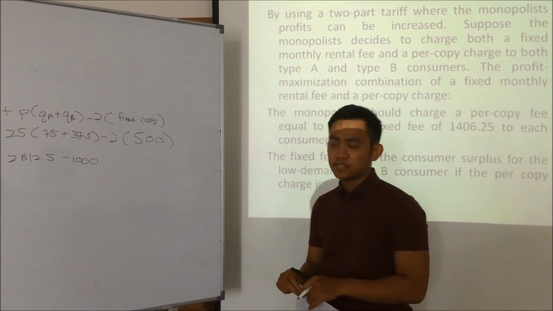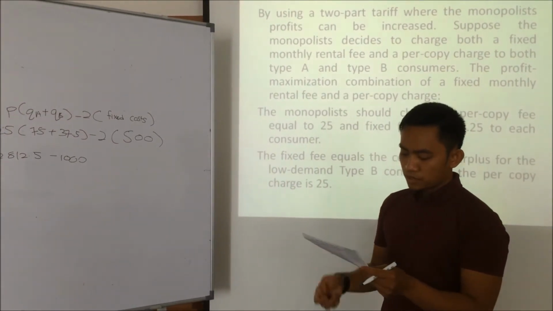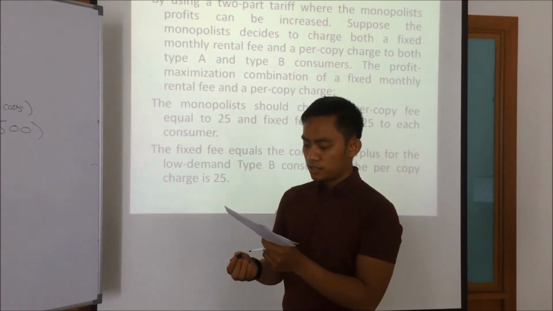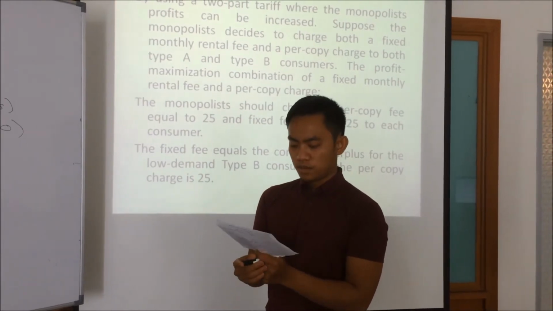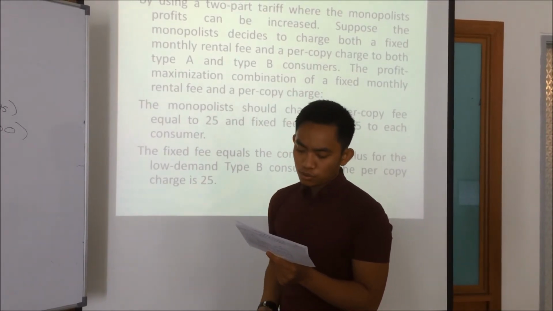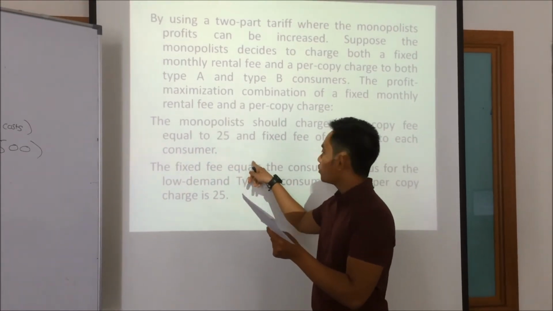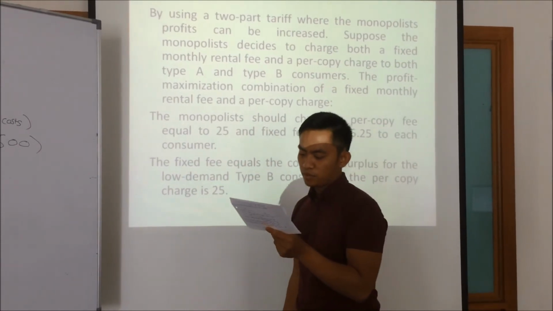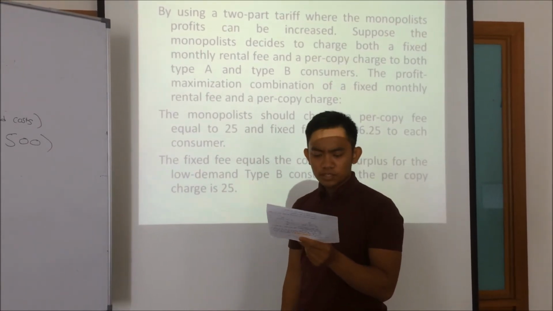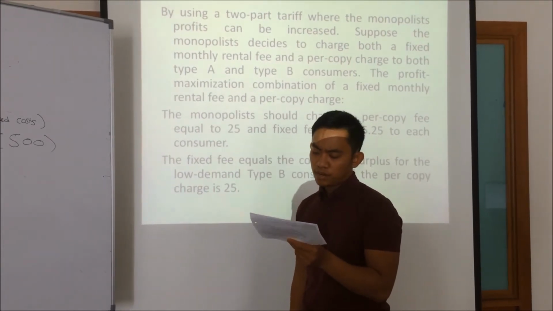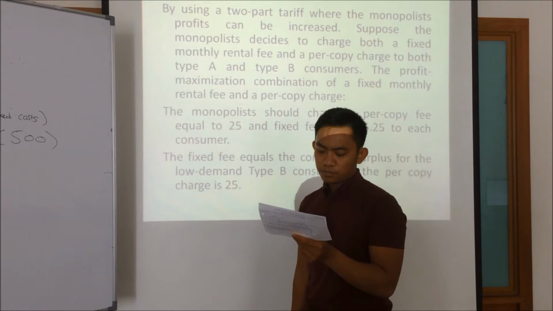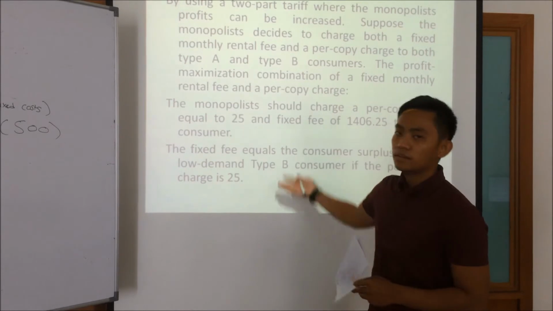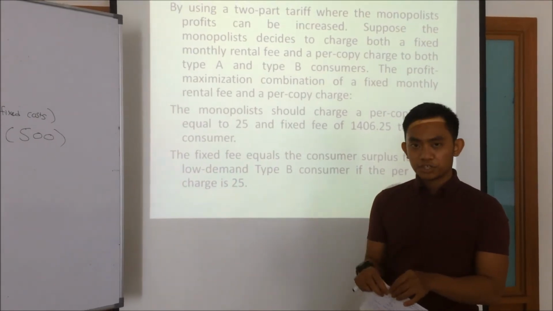Okay, the explanation of this is two-part tariff increase profit from 4,500 to 4,625 despite the dramatic reduction in the monthly rental fee from 5,000 to 1406.25. To reduce rental fee attract the type B consumer into the market. The monopolist more than marks up for the reduction in the rental fee by charging a per copy fee greater than 0. That's the explanation for the third question of this calculation.